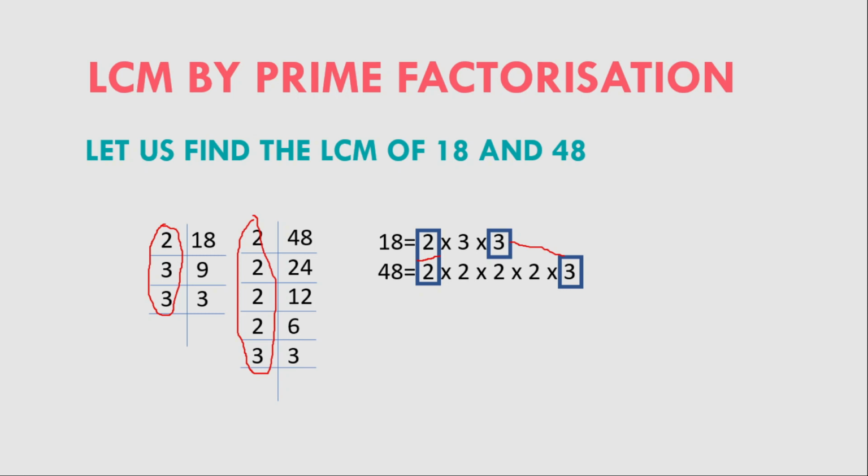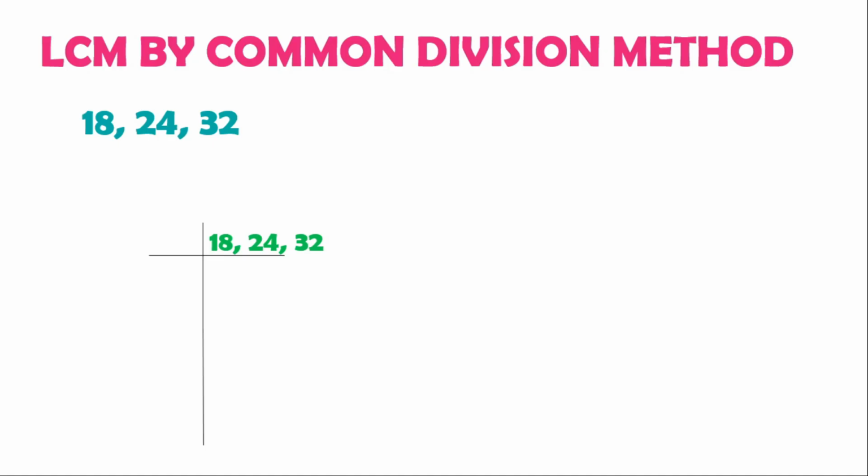Now we have to write them down and multiply them. So 2 into 2 into 3 into 3. So 2 into 2, 4, 4 into 3, 12, and 12 into 3, 36. So the LCM here is 36. This is really easy, but you have to practice one or two times, then you will understand it very easily. So practice well. Now let us find LCM by another method, which is known as common division method.